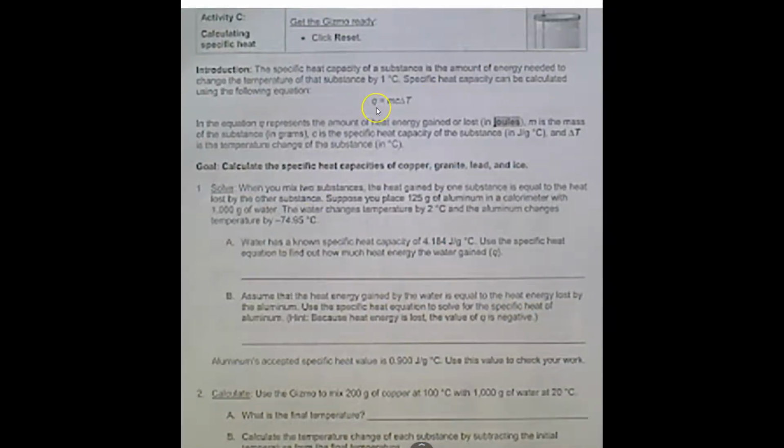Q equals m c delta T, where Q is the energy used to heat something, or the energy it loses as it cools. M is the mass, c is the specific heat capacity, and the change in temperature is delta T. You can read this. Q is measured in joules. The specific heat, little c, is joules per gram degrees Celsius. Temperature is in degrees Celsius. This Q will come out in joules. And mass, of course, is in grams.